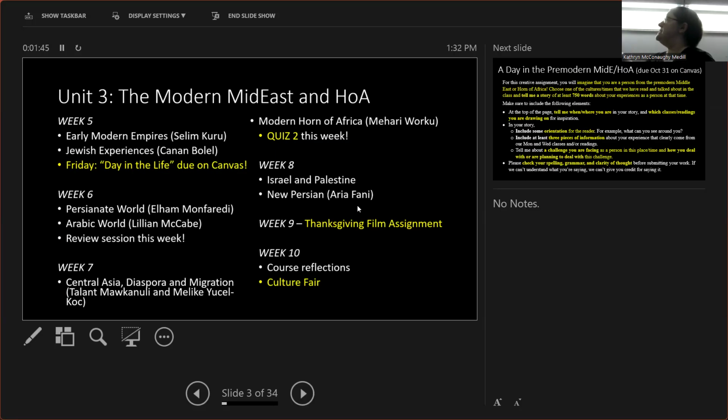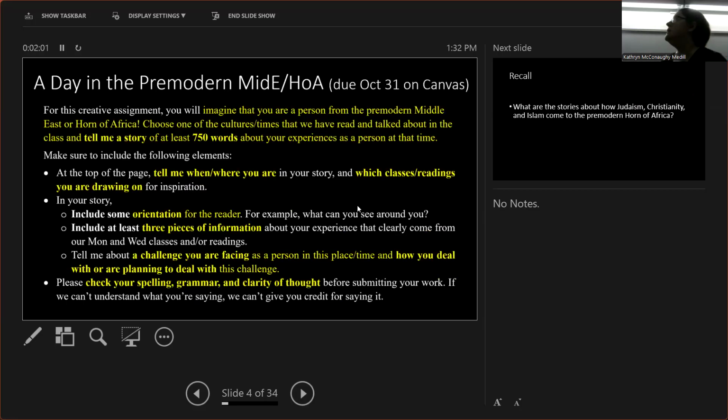And so here you can see what our plan is for where we're going to be in the future. So no more quizzes for a couple of weeks. You don't have to worry about that for a while. However, not this Friday, but the following Friday, there is a short creative assignment where you are going to pick an era and a region of the pre-modern Middle East that you think is interesting, and you're going to write me a short story about your experiences as a person at that time.